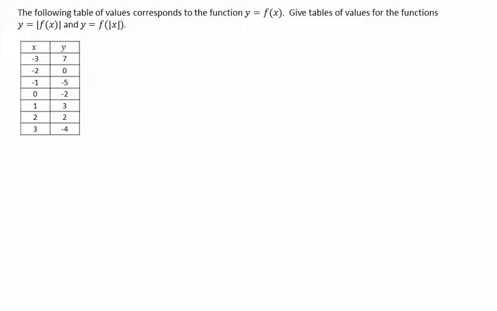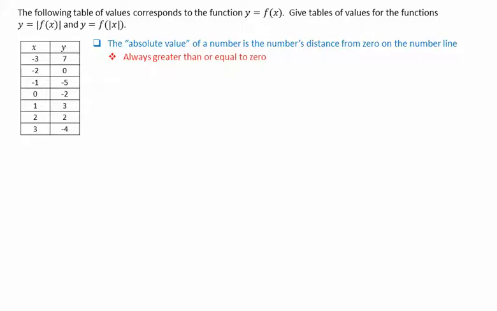The following table of values corresponds to the function y equals f of x. Give tables of values for the functions y equals the absolute value of f of x and y equals f of the absolute value of x. Recall that the absolute value of a number is the number's distance from 0 on the number line. This will always be greater than or equal to 0.